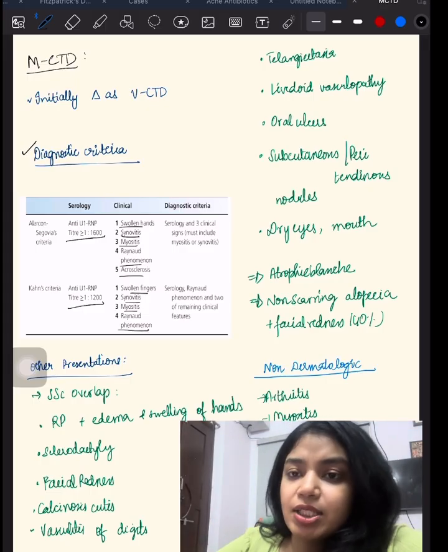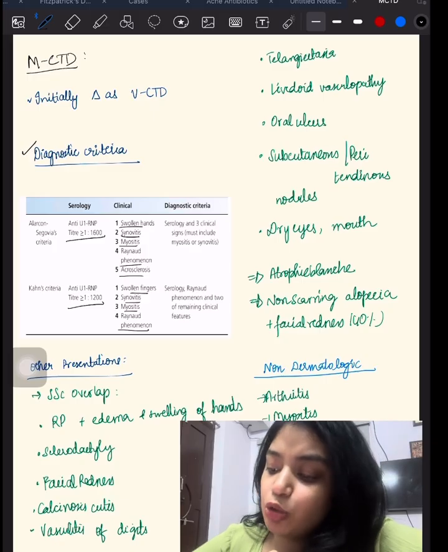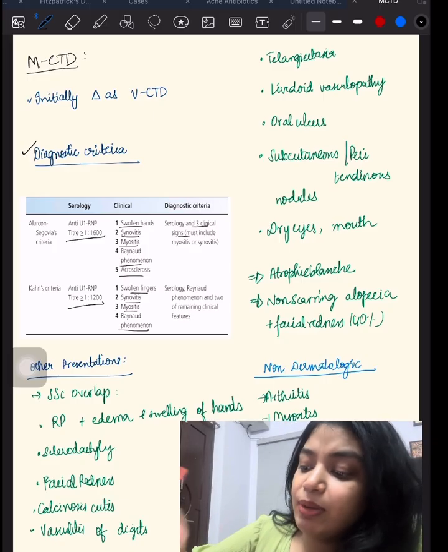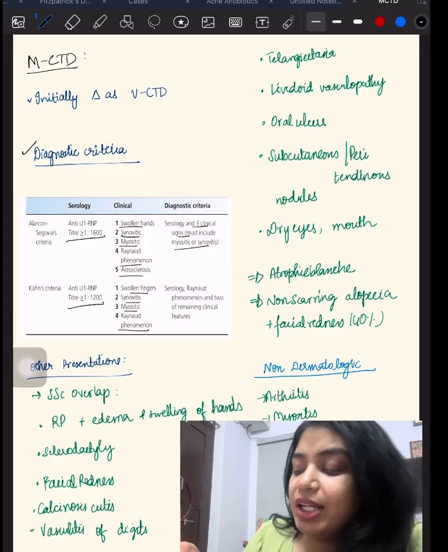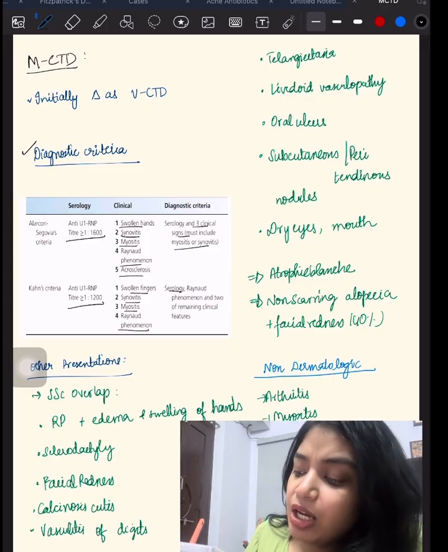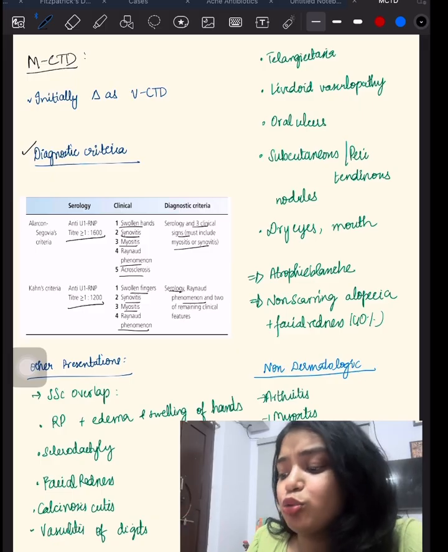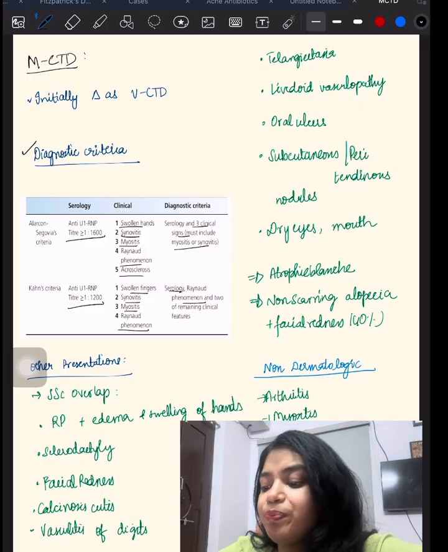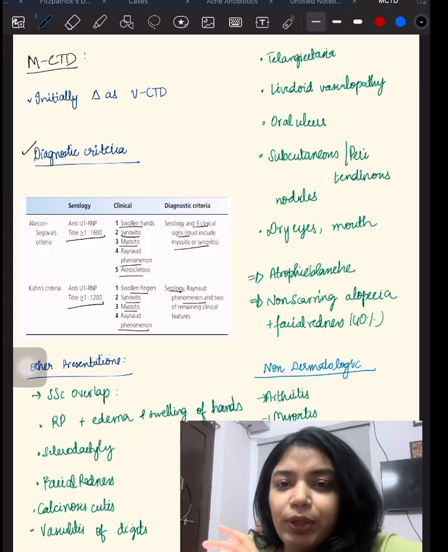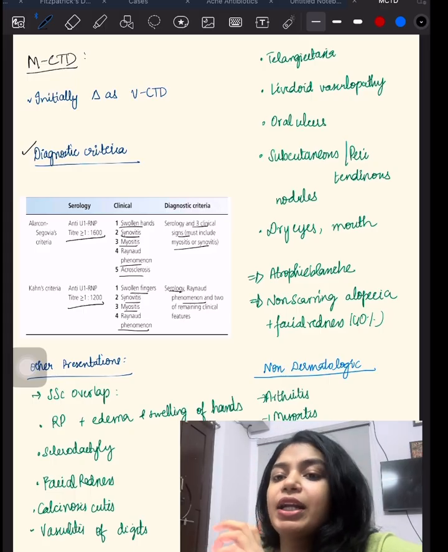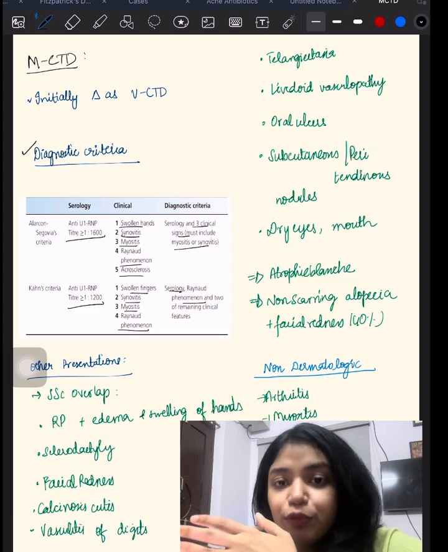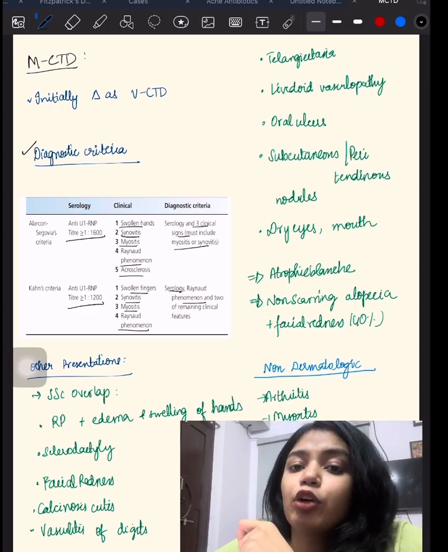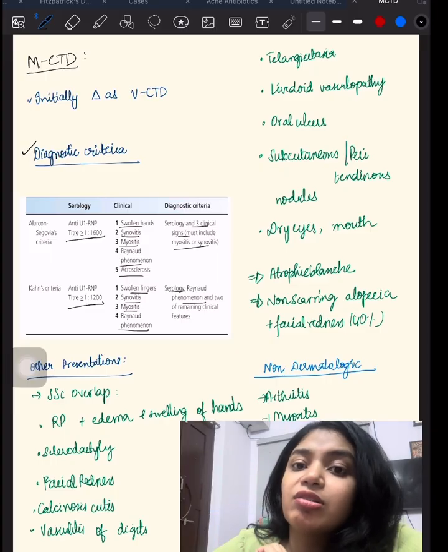Now what is the diagnostic criteria? In Alarcon-Segovia's criteria, it is serology and at least 3 clinical signs, in which they must include myositis or synovitis. Whereas in Kahn's criteria, it is serology, Raynaud's phenomenon, and any 2 of the remaining clinical features. So we understand that mainly the focus is on Raynaud's phenomenon, myositis and synovitis. We can understand how much we get confused, and somehow we can also misdiagnose, or overdiagnose it as systemic sclerosis as well.